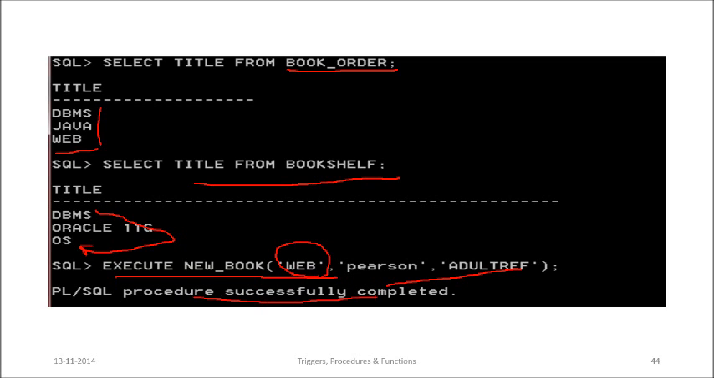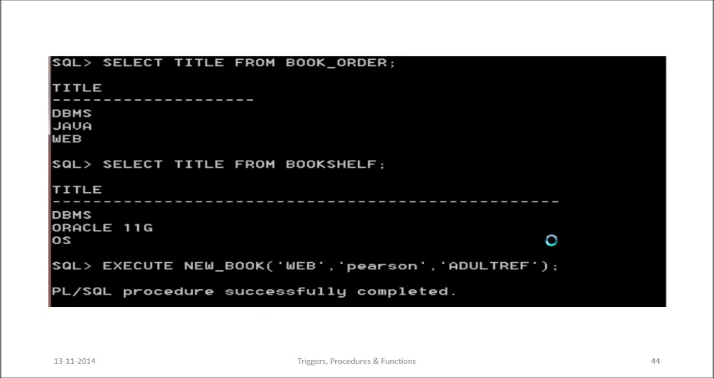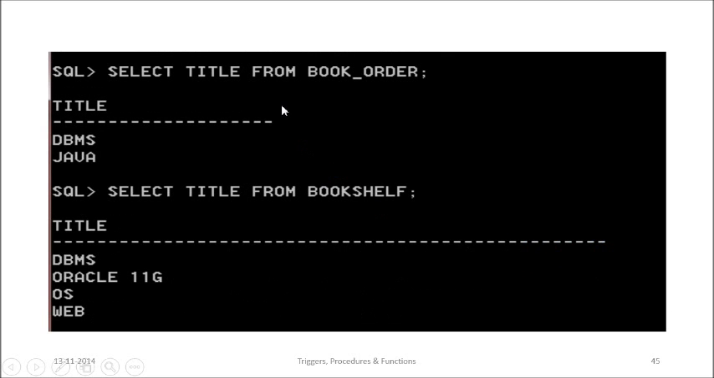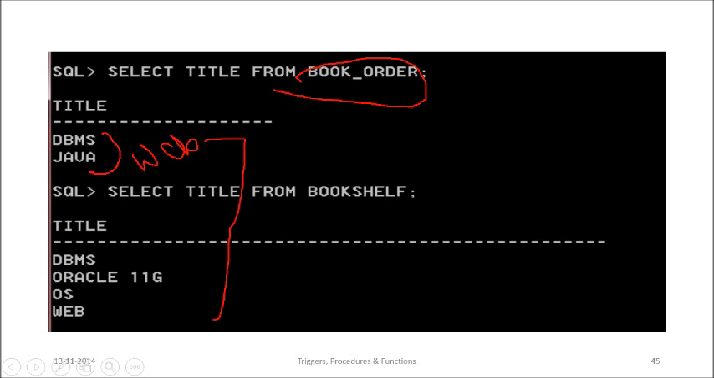Procedure successfully executed. So next we select the book order contents. Here we are going to get only Java and DBMS. Web is missing here. This web is instead inserted into the bookshelf table.